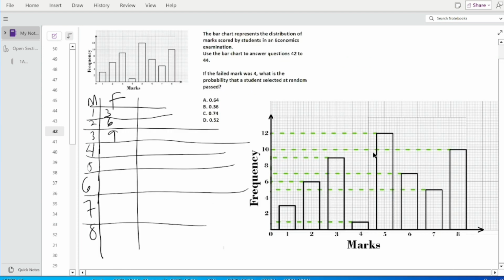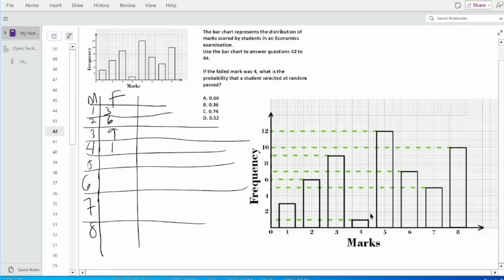We try to dot our bar chart to make it easy. So people who had 4 marks, we just have 1. People who had 5 marks, we had 12. People who had 6 is in between 6 and 8, that's 7. People who had 7 marks, 5 of them. And people who had 8 marks, we have 10 of them.